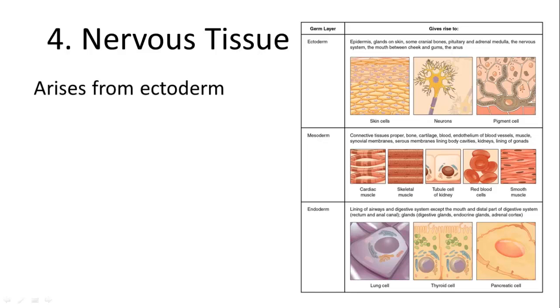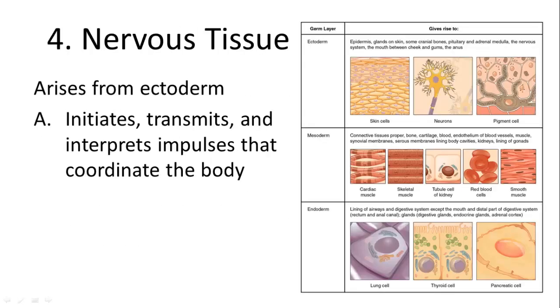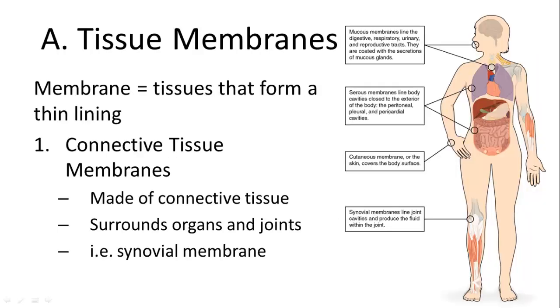All right, so tissue membranes then. A membrane is a tissue that forms a thin lining, and connective tissue membranes are where the whole membrane is made of connective tissue. These surround organs and joints, and also have specific types such as the synovial membrane, which is found in joints.